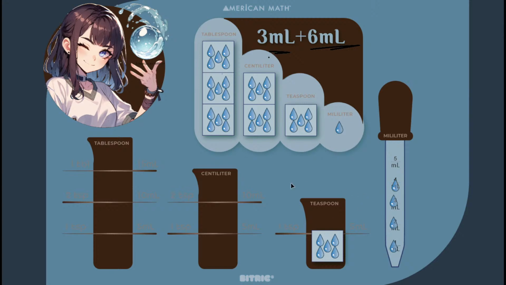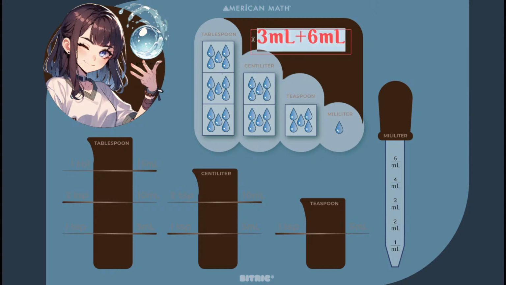Excellent. We are blazing through it today. So, moving right along, let me go ahead and get our play space clear. Now let's do a little bit more challenging of a puzzle. Let's add together 7 milliliters plus 5 milliliters.